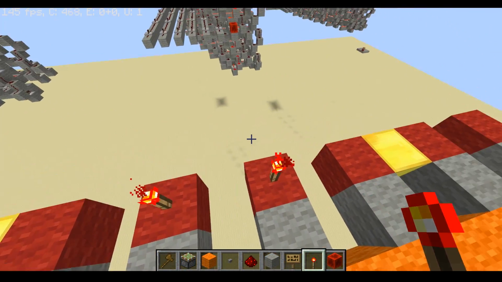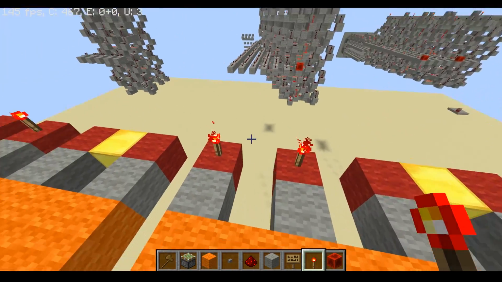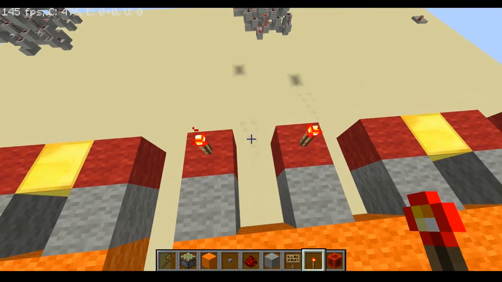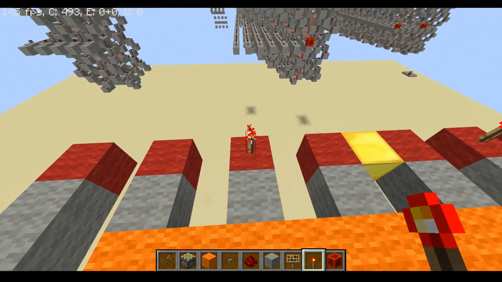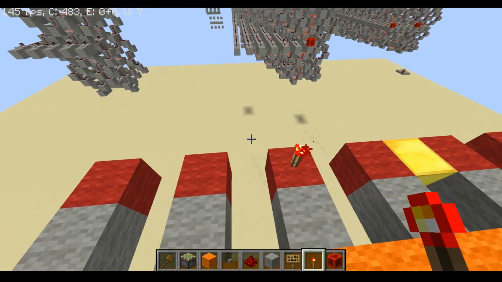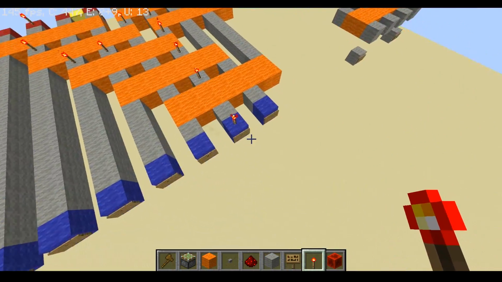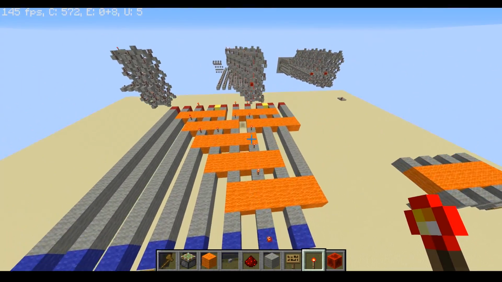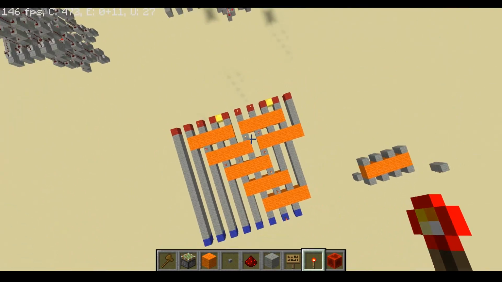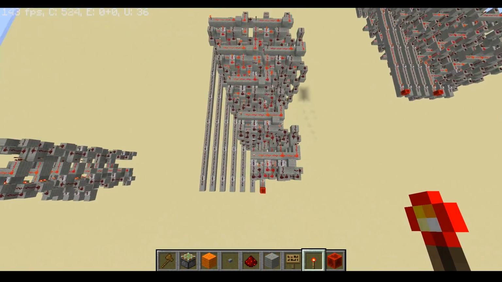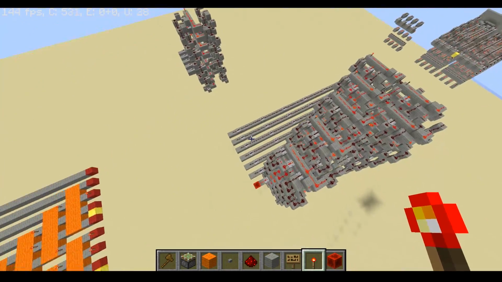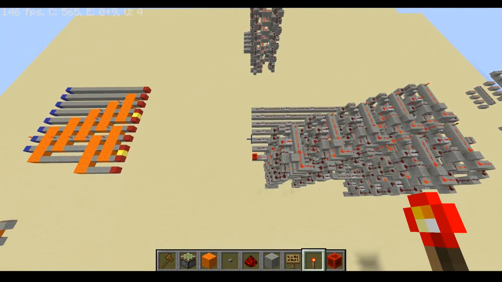So this is 0, 1, 1, 0 in binary, which is 6, and 0, 1, 0, 0, which is 4. So 64. And this works for any binary value. And this is in the same layout as this. So that's basically how the binary to BCD converter works.